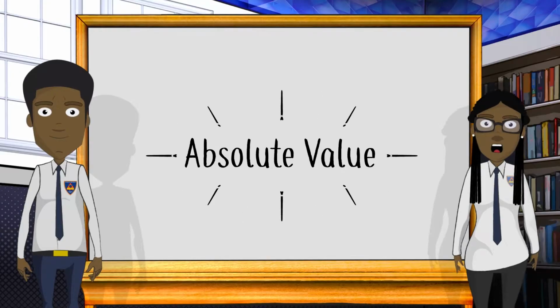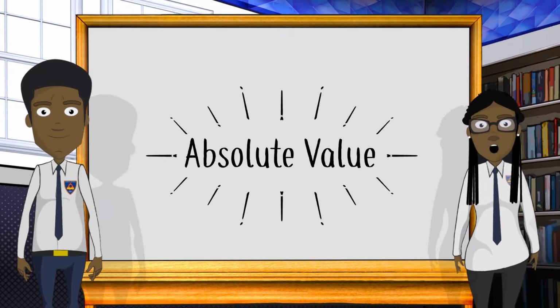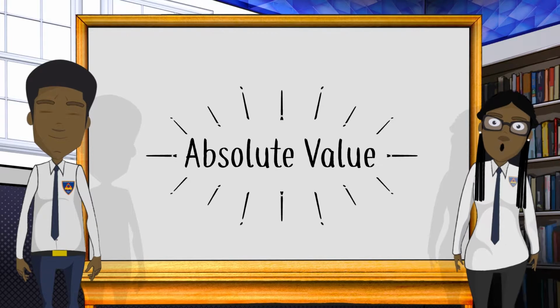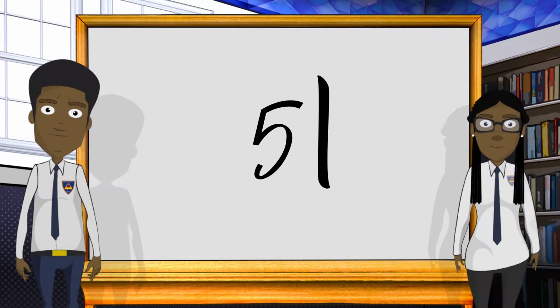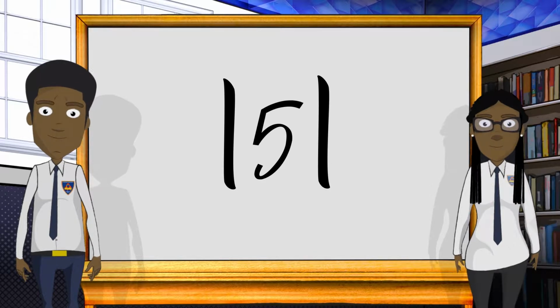Now, let's make sure we actually know what an absolute value is. How do you recognize an absolute value? Let's show you one and see if you can figure it out. Like this 5, absolute values always appear in between two straight bars.